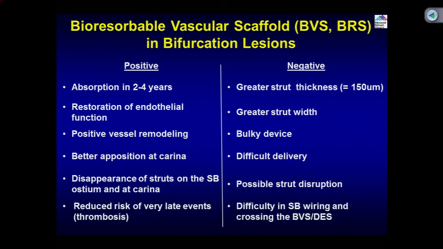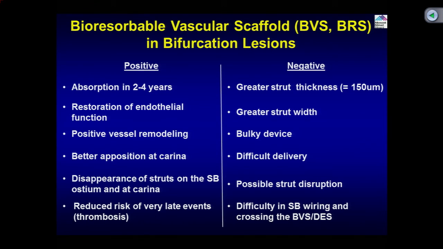So what I put here is the positive and negative of the BVS in bifurcation lesion. Positive is absorption in 2 to 4 years, restoration of endothelial function, positive vessel remodeling, better apposition of the carina, and disappearance of the strut on the side branch ostium and the carina. That is the key. So even if you have a little strut on the side branch, it doesn't cause problems acutely. Long term, it will do better because that strut will disappear and reduce the risk of very late events, particularly thrombosis, which we still need to see, because we don't have very long-term data. We knew with the metal DES, after 1 year you continue to have 1.8 to 2% events per year. Are we going to decrease it with the scaffold?